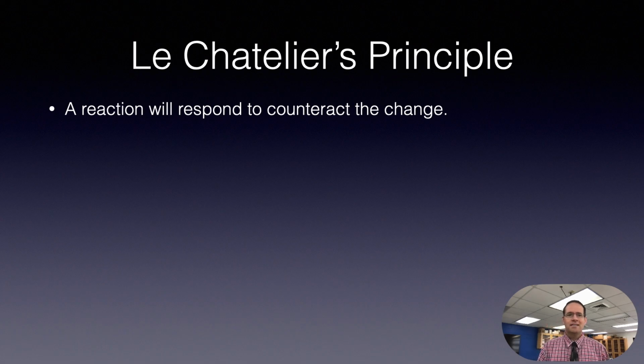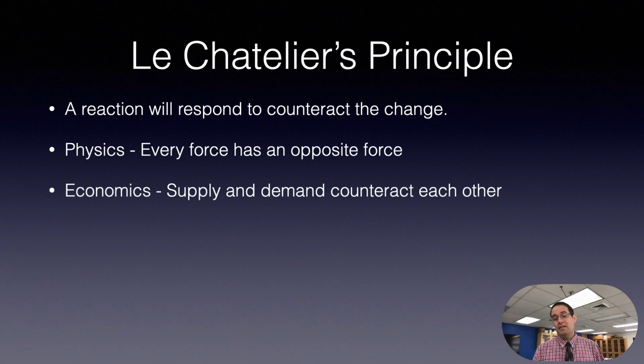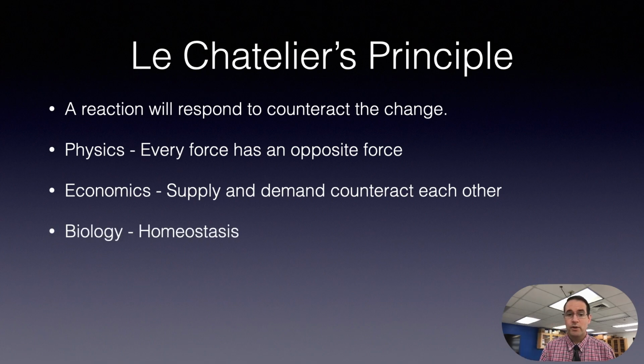It says that a reaction will respond to counteract the change. So for example, in physics, we say every force has an equal and opposite force. In economics, we have supply and demand that counteract each other, okay? When the supply goes up, demand goes down, and vice versa. So they seem to be counteracting each other. In biology, for example, we have homeostasis. When the bunny rabbit population increases, there's suddenly all this food. So then the tiger population increases, and then that's going to cause the bunny population to go down as they eat all their bunnies, right?